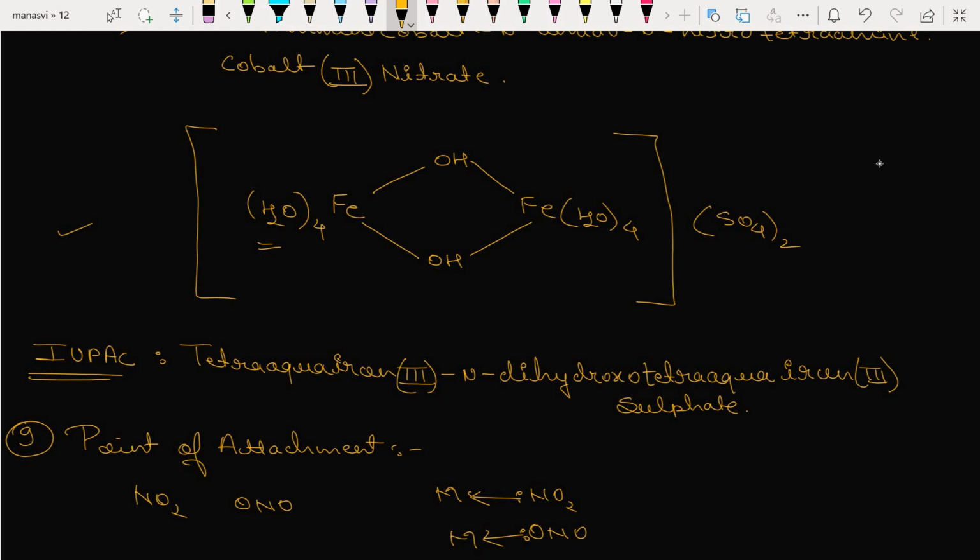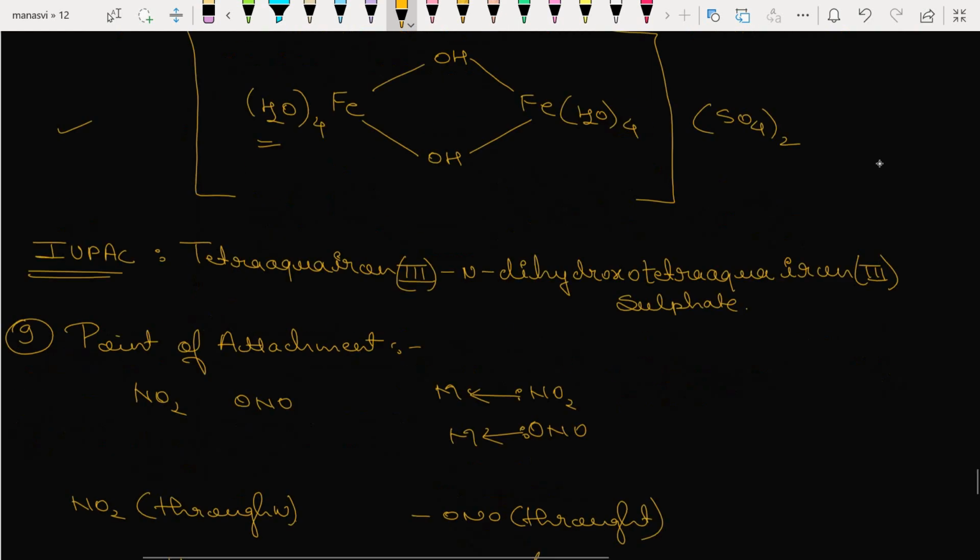iron ion. Why ion? Why not ferrate? Because something is written on the right hand side of the coordination sphere, which makes the complex ion cationic in nature. So no characteristic ending will be given, and hence we'll use simple iron for the name of the central metal ion. So again, tetra aqua iron 3, oxidation state as per calculation 3, mu dihydroxo, mu representing that a bridging ligand is present, dihydroxo tetra aqua iron 3 sulfate.